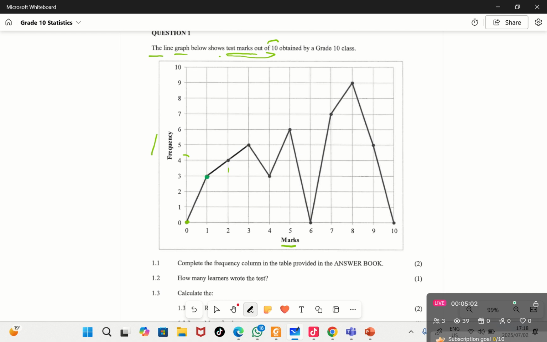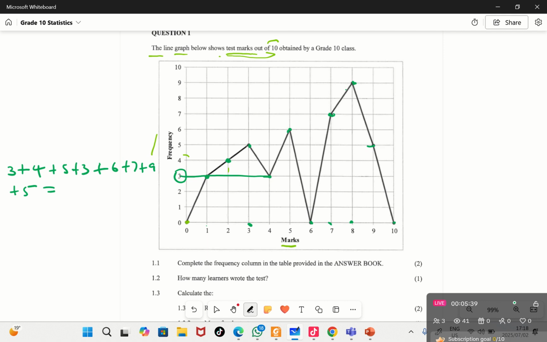You've got 3 learners who got a mark of 1. You've got 4 learners who got a mark of 2. You've got 5 learners who got a mark of 3. You've got 3 learners who got a mark of 4. You've got 6 learners who got a mark of 5. 0 learners who got a mark of 6, so you don't count that. You've got 7 learners who got a mark of 7. You've got 9 learners who got a mark of 8. Then you've got 5 learners who got a mark of 9, and then you've got 0 learners who got a mark of 10.